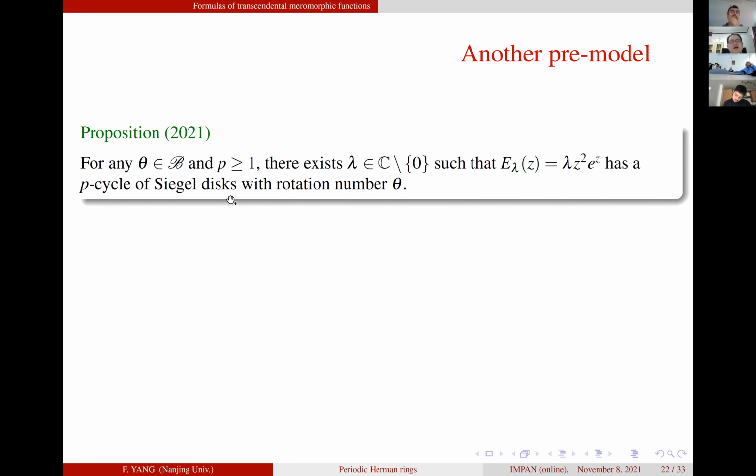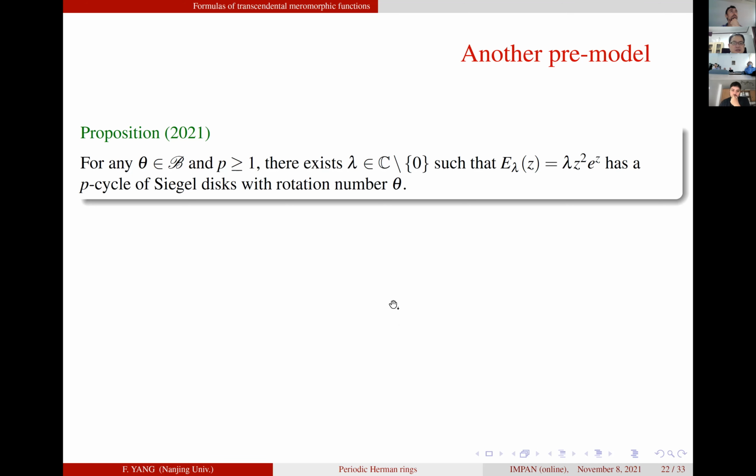But for the transcendental functions, we need to find a family such that it can produce a p-cycle of Siegel disks, also with any rotation number of Bernoulli type. So this is the difference between the transcendental meromorphic case and the rational case. In the rational case, we don't need such a proposition, but in the transcendental meromorphic case, we need to use this result.